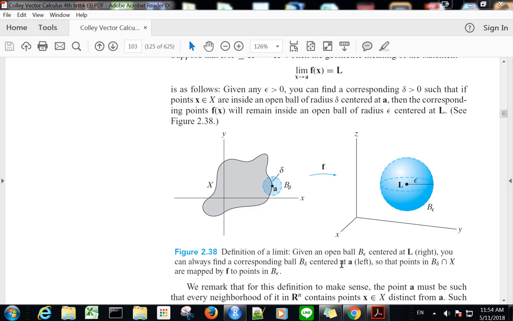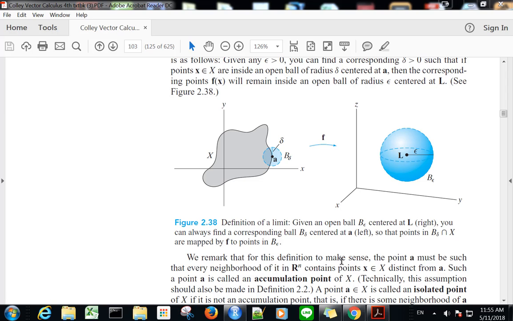And let's read this, the definition of a limit. Given an open ball B epsilon, and all of this has to be open as part of the definition, centered at L, you can always find a corresponding ball B delta centered at A, so that points in B delta intersect X are mapped by F into points in B epsilon, the epsilon ball. This is called a delta ball and an epsilon ball.